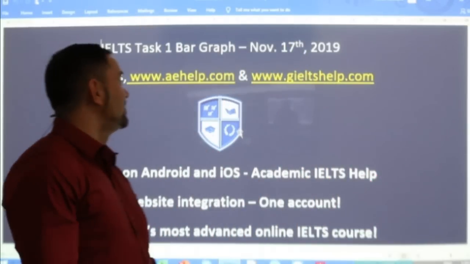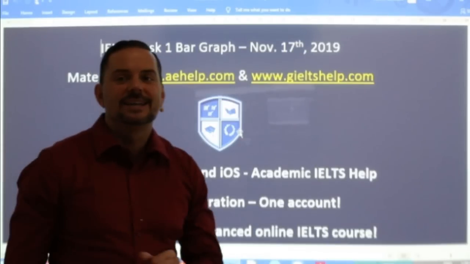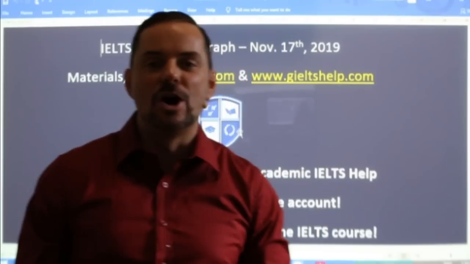Today we are looking at IELTS Task 1, a bar graph example for the academic module.